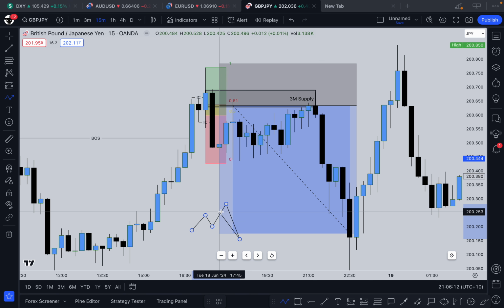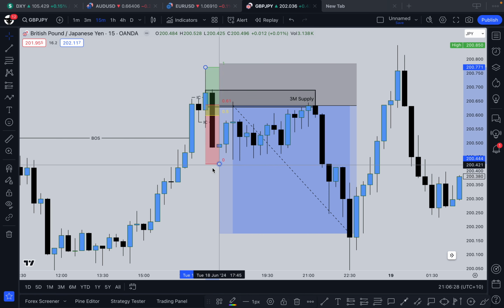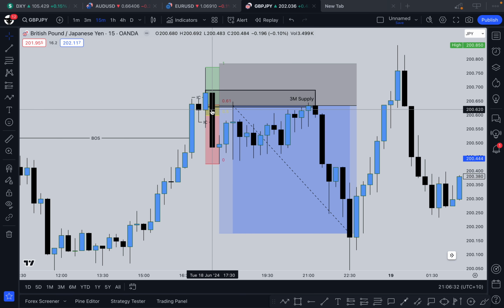Keep in mind, like I tell you, look at the price on the 15-minute chart and then think about the 3-minute chart. On the 3-minute, we're looking like this. What is this? A 3-minute IC. That's what I have marked out. Drew my fib, the trusty fib level. Marked out the golden zone here, and I see I have a 3-minute supply zone.